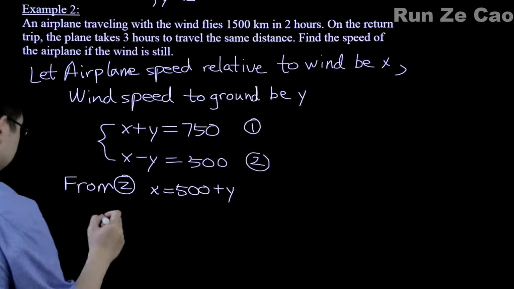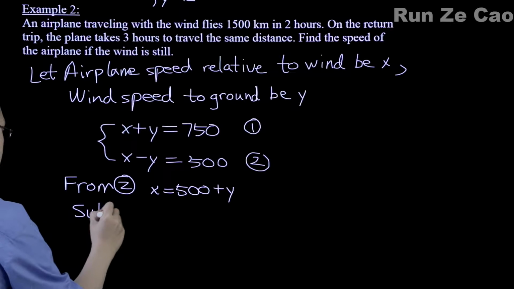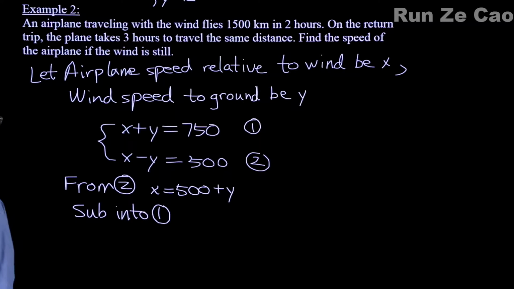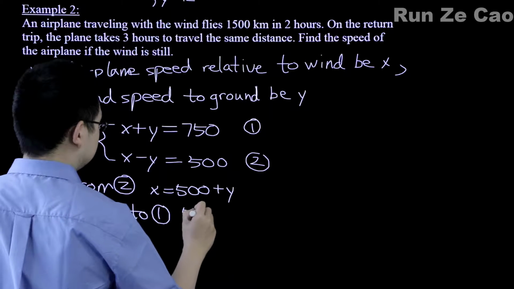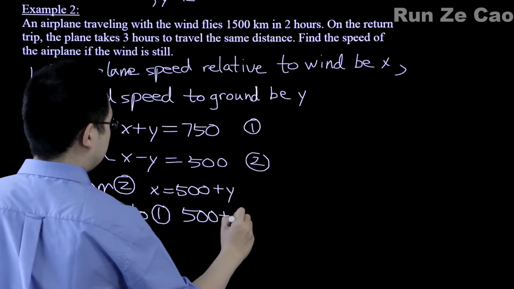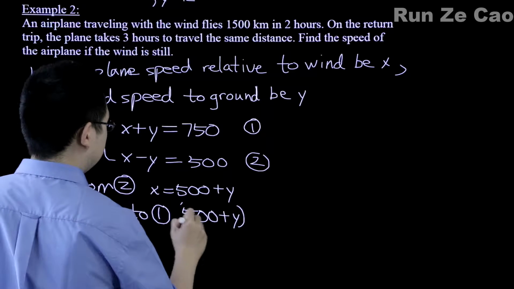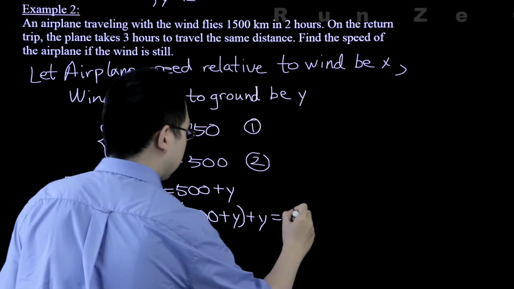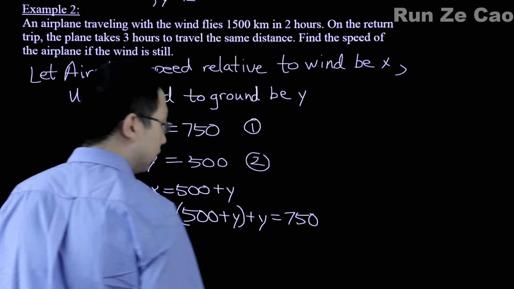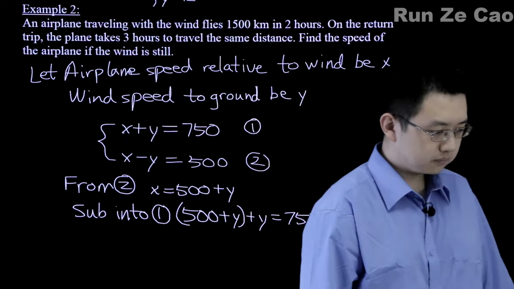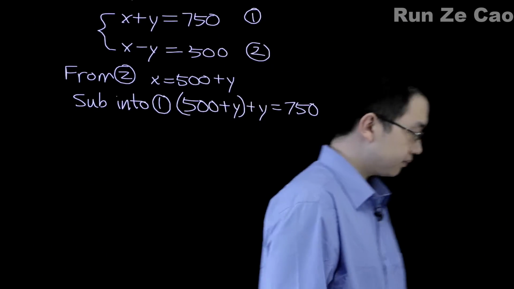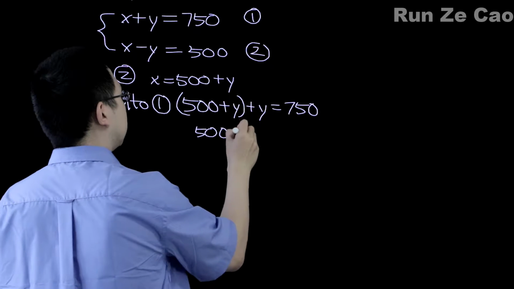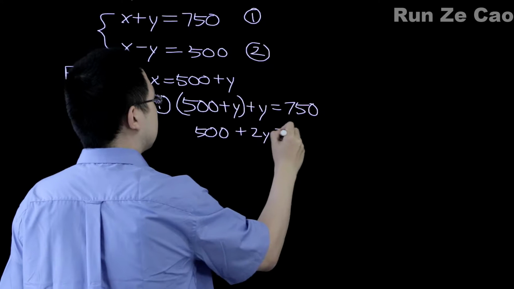So, 500 plus y equals 750. Now, 500 plus 2y equals 750.